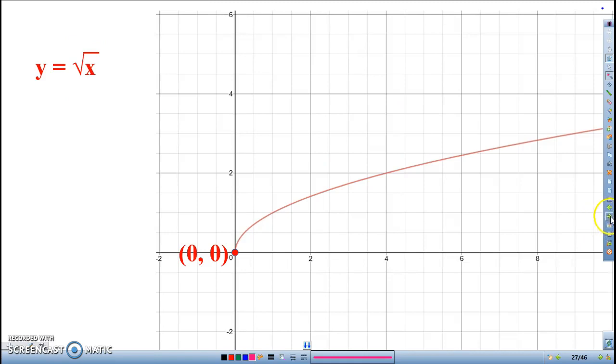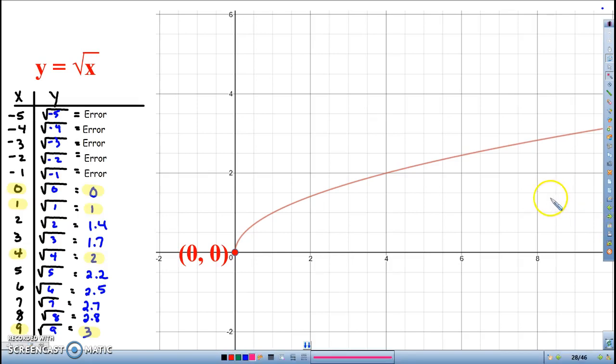Okay, square root function is a little bit different because we don't have symmetry. We don't have a line of symmetry. Here is your basic parent function for all square root functions. Here's the table. What I told you guys in class was you have to find the point where taking the absolute value of a negative number, which gives you an error, switches over to getting a square root that's actually a real number. That will be your starting point.